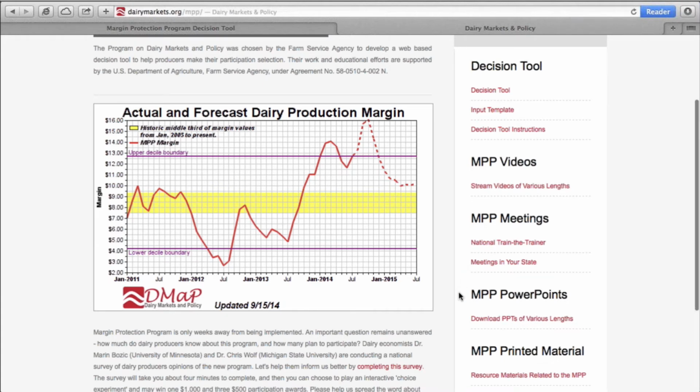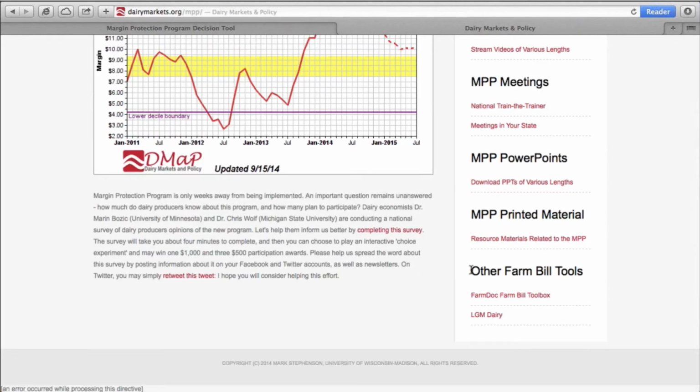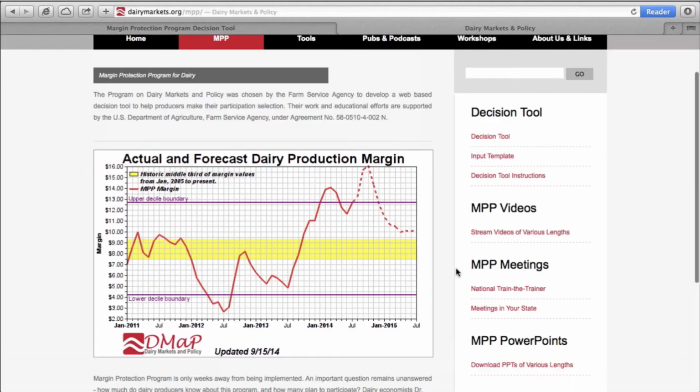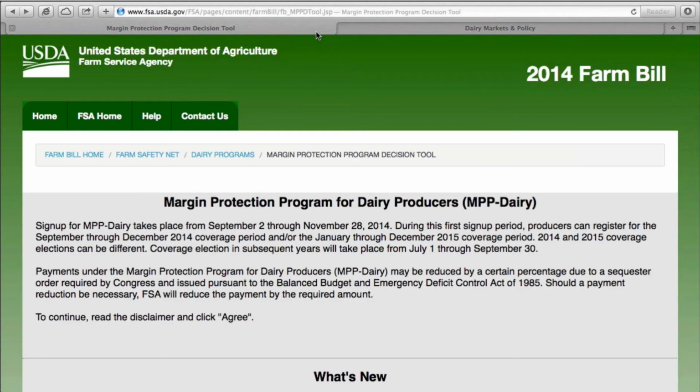A suite of PowerPoints describing the rules of the program and comparisons to LGM dairies available, and then other printed material with respect to MPP is online at dairymarkets.org/MPP. So some of the printed material, we have a very comprehensive document that details the rules of the program, farm affiliation issues, everything related to MPP, as well as some of the FSA fact sheets are all covered here at dairymarkets.org/MPP. But the decision tool developed with USDA, the primary home for it, is here at fsa.usda.gov/MPP tool.